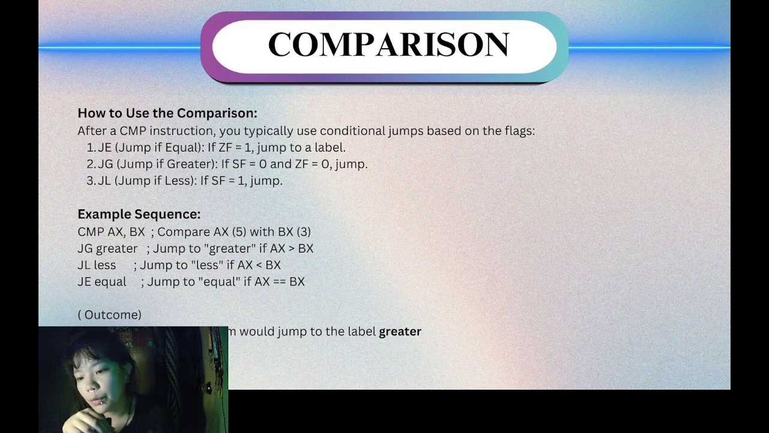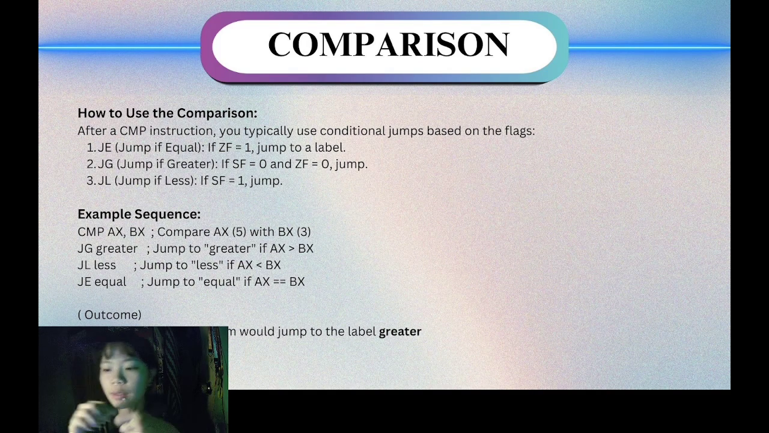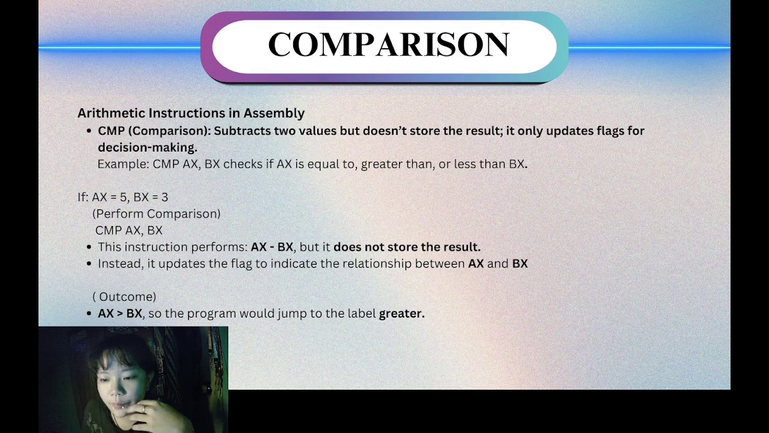So for example, for our sequence, CMP AX, BX. We're going to compare AX, which is equal to 5, with BX, which is equal to 3. So 5 is greater than BX. That's why the program would jump to the label greater.